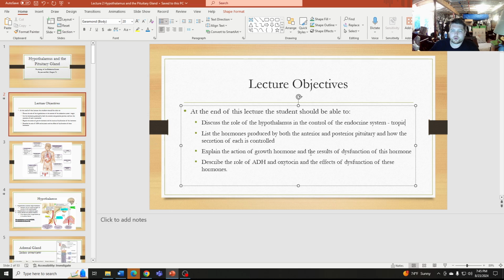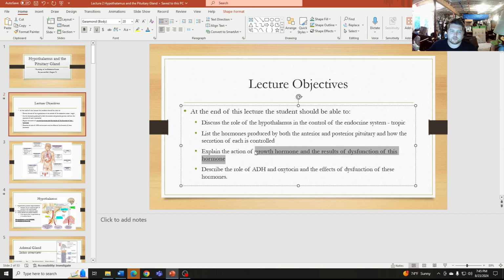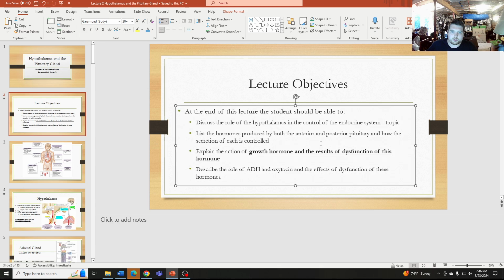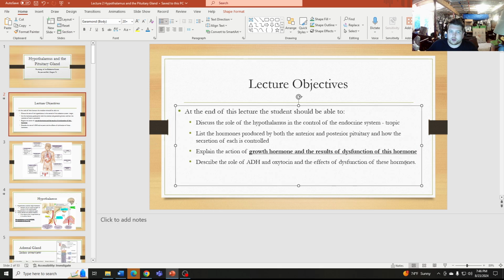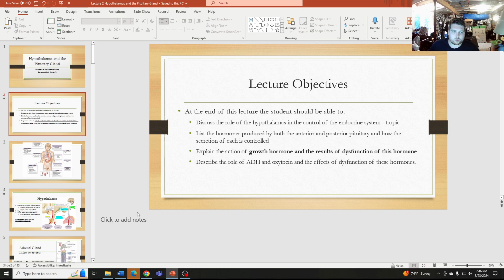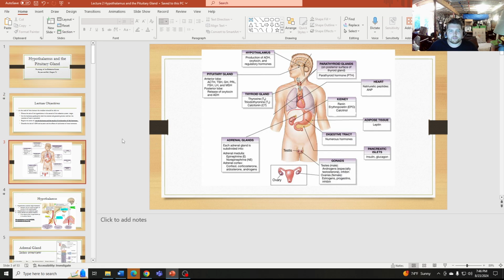The action of growth hormone and the results of dysfunction of this hormone. This is a really, really big one. This comes back a lot in many different courses, so we'll take our time on that one as well. Finally, ADH and oxytocin and the effects of dysfunction of these hormones, how they work and what their dysfunctions look like.